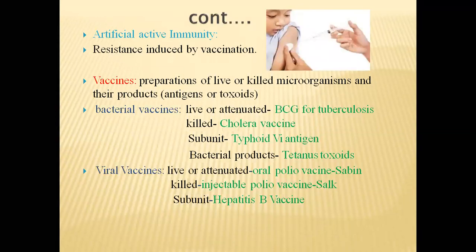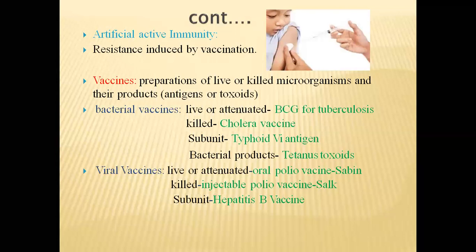So these are the various preparations of all these vaccines. Some are given as live or killed, and some are given as antigens. A live vaccine is like your BCG. Killed is like your cholera vaccine. And toxoids means it is like your tetanus toxoid. If you want details you can understand later. Live means live, killed means killed only.